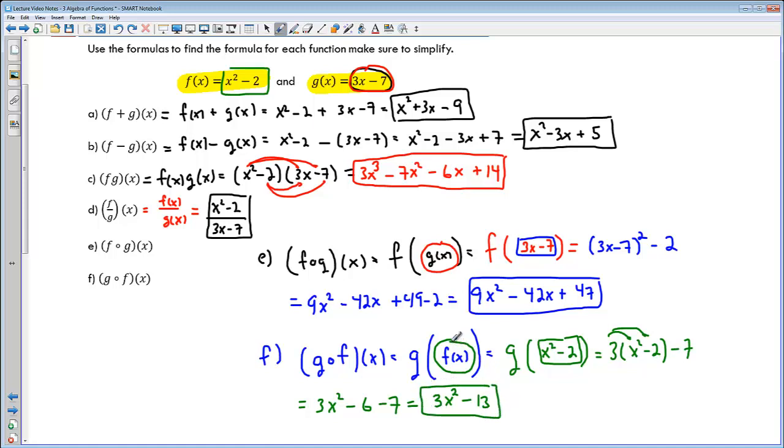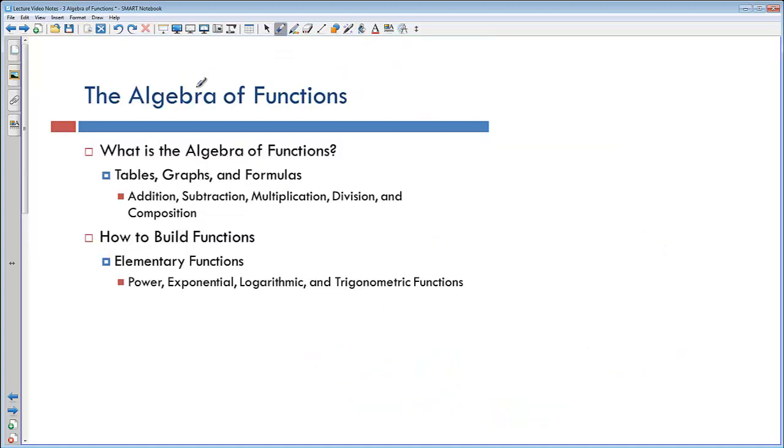All right, so that's how you do the algebra of functions when you're given just 2 formulas. The last example we want to do is we want to talk a little bit about how to build functions. So this is kind of important, especially when we get to calculus.